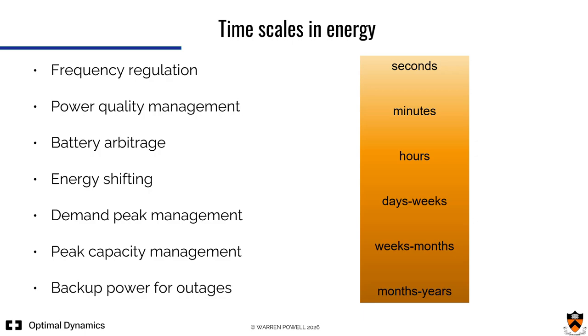Very brief comment on modeling time. So I used to work in energy. Energy is a fabulous area with respect to timescales. When you work on energy, you're going to have time scales from fractions of a second to seconds. There are certain decisions that have to be made every 2 seconds. There are decisions that are made every 5 minutes. Battery arbitrage decisions are made on the scale of hours. There's energy shifting, also made on the scale of hours, sometimes days. Demand peak management, peak capacity management, backup power. And the time scales go from fractions of a second to months or even years.